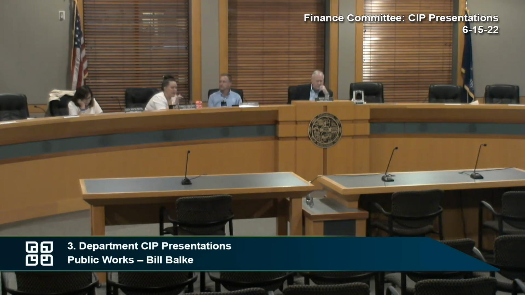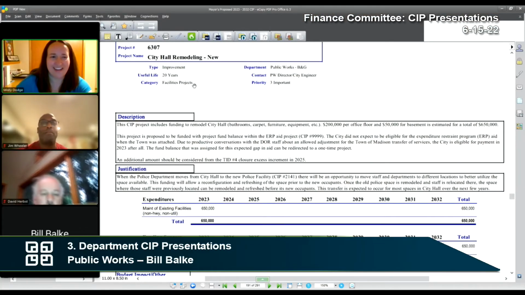I'm curious about the timing on this because this obviously is contingent upon the police moving into the new facility. Why are we funding this in 2023 when that facility wouldn't be done until 2024, 25 at the earliest? I can handle that one too. Ultimately, because we had that money that we had set aside that we didn't need for 2023, so we repurposed it in the same year that it was originally planned to be used.